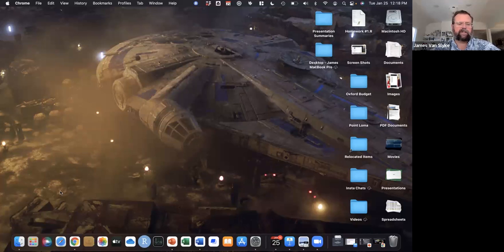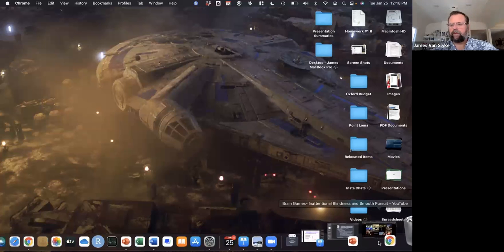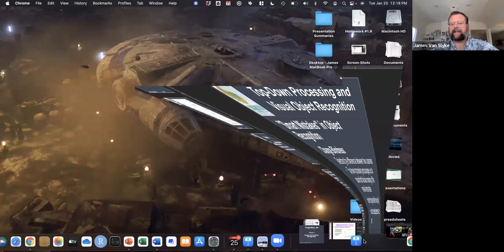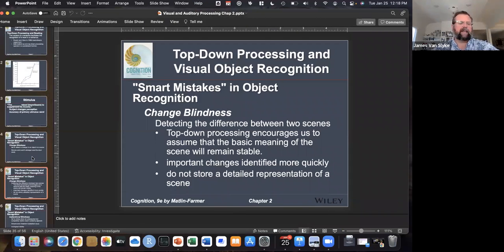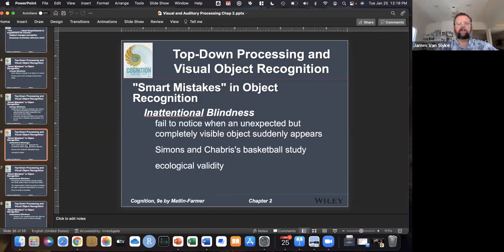Inattentional blindness is kind of a similar process to change blindness. It's the basic idea that just like we're blind to a certain extent to certain changes that happen, we also are blind to changes that we're not currently attending to. So inattentional blindness is the failure to notice when an unexpected but completely visible object suddenly appears.